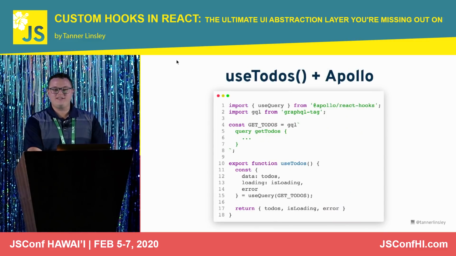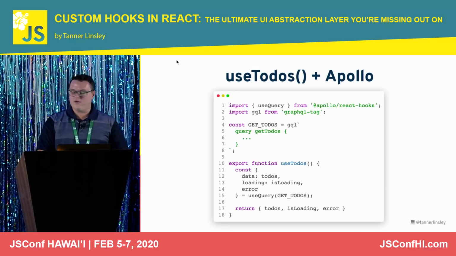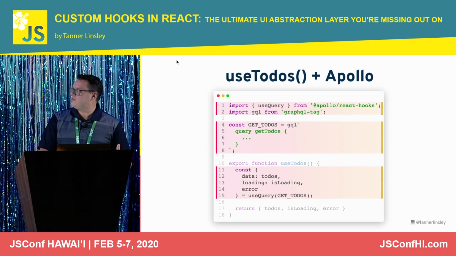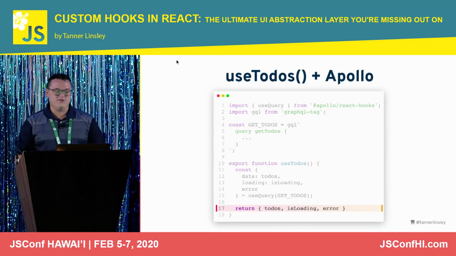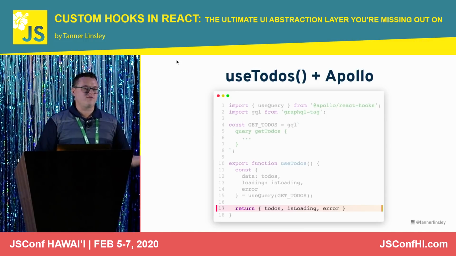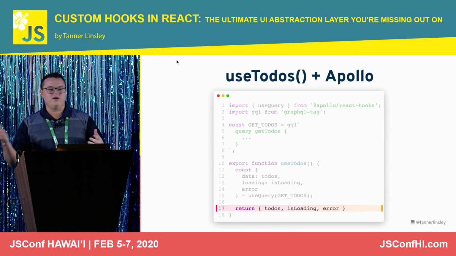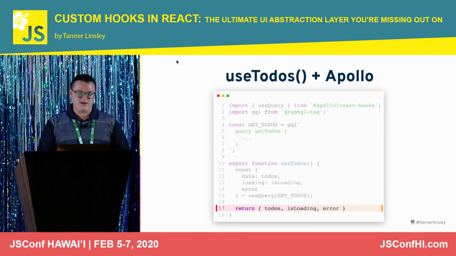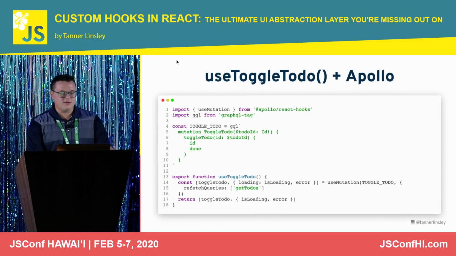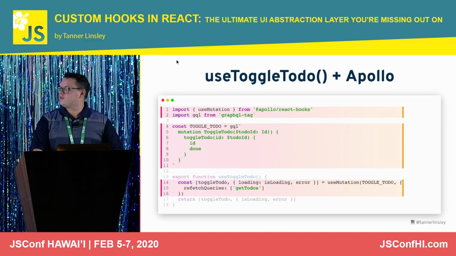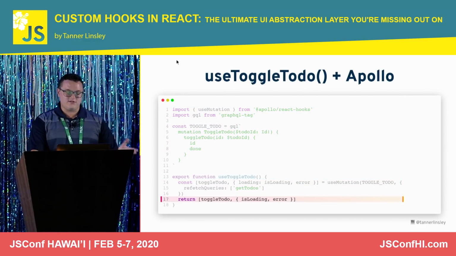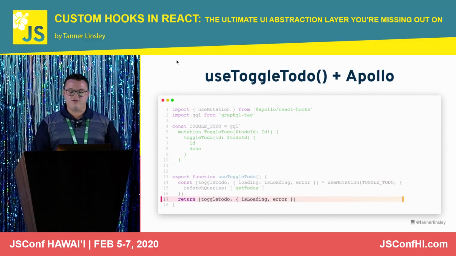And what would it take to switch to something like Apollo? Well, we could import Apollo and make a query, use the use query hook from Apollo, and again, we're just returning to-dos, is loading, and error. We just moved from React Query to Apollo, and we didn't have to change anything in our entire app. Same thing with causing a mutation. As long as we're returning that toggle to-do and is loading and error, again, our mutations don't have to change.